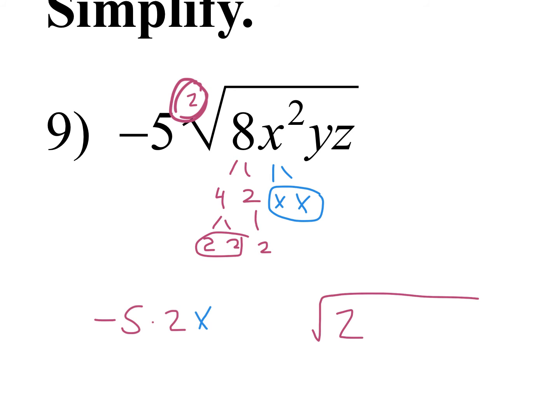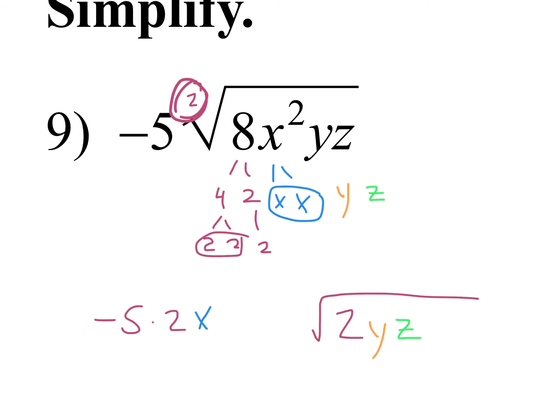Now let's look at the y's. How many y's do we have? 1. Do we have a group of 2? Nope. So what do we do with the y? Inside. It stays on the inside. If you can't take it out, it has to stay on the inside. What about z's? How many z's do we have? 1. So what do we do with that z? Stays on the inside.